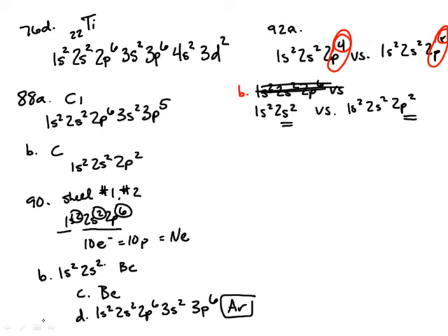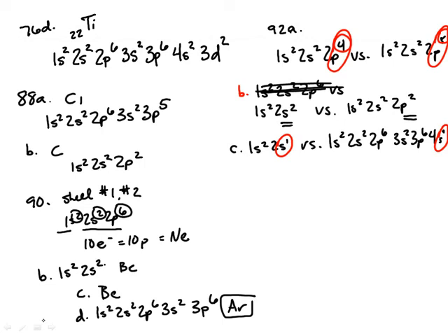Actually, in our next one, in C, you can see we have 1s2, 2s1 versus 1s2, 2s2, 2p6, 3s2, 3p6, 4s1. And notice here, I've got an s1 and an s1. So both of those are in the same column of the periodic table, so they share chemical properties.